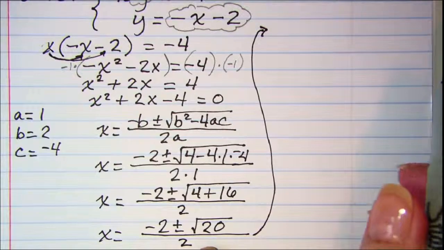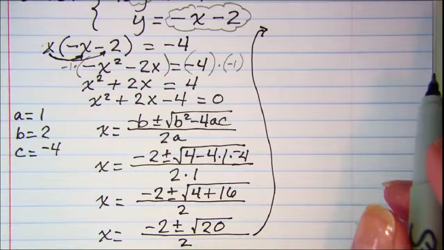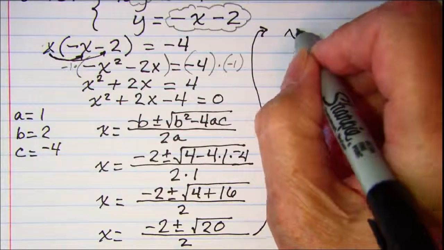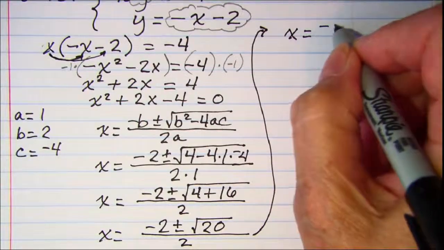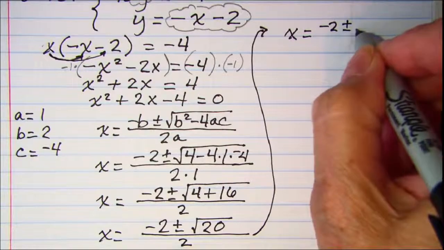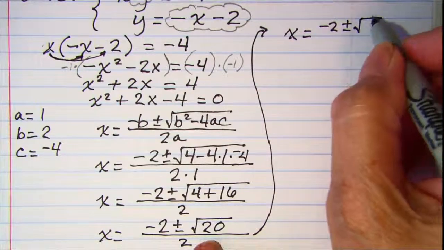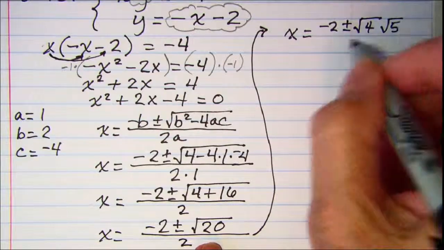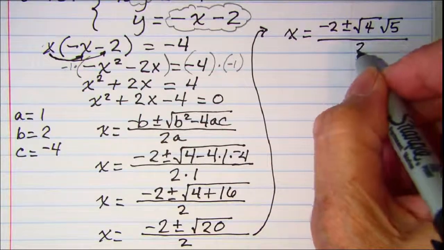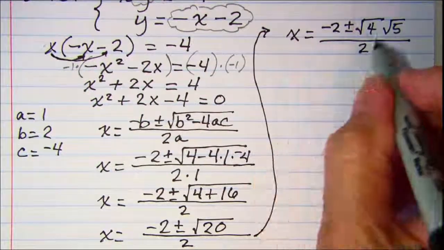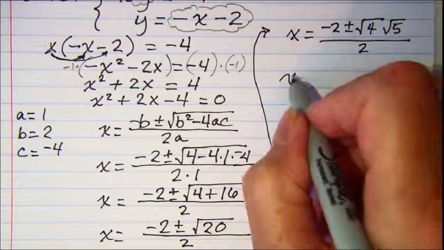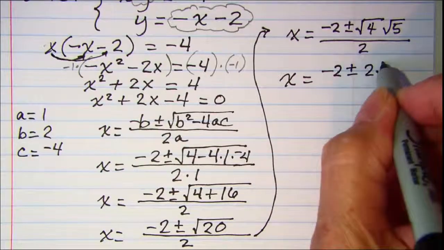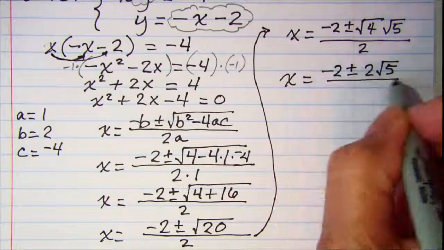Root 20 is the same as root 5 times root 4. So we have x is equal to -2 plus or minus the square root of 4 times root 5, all over 2. So the square root of 4 is 2. x is equal to -2 plus or minus 2 root 5 over 2.